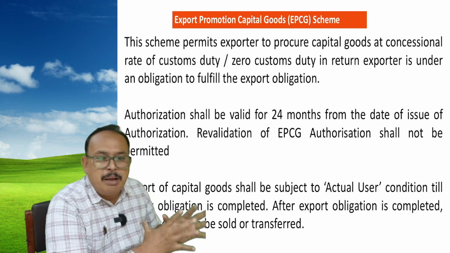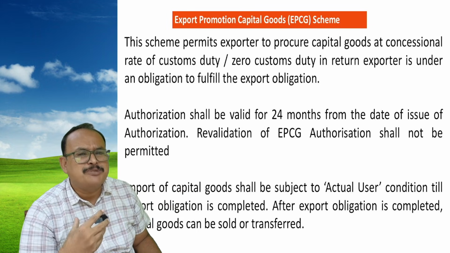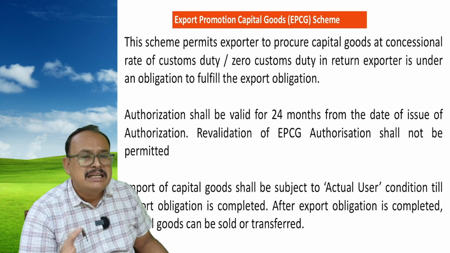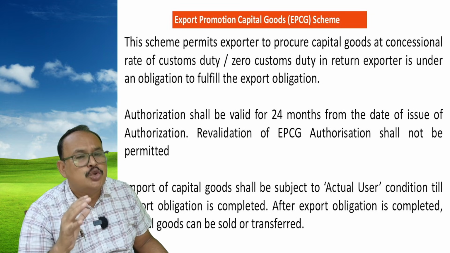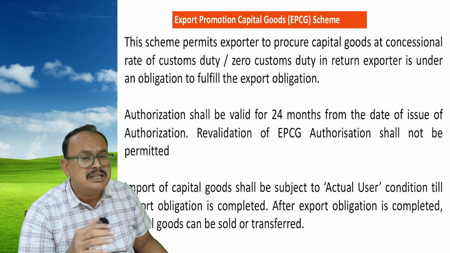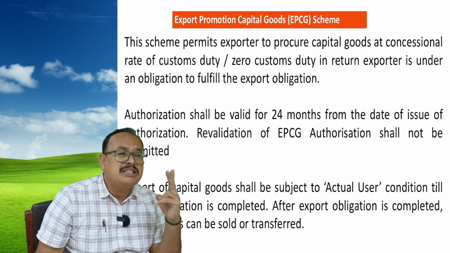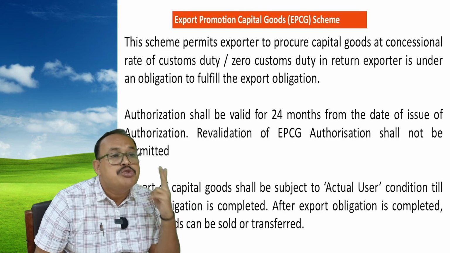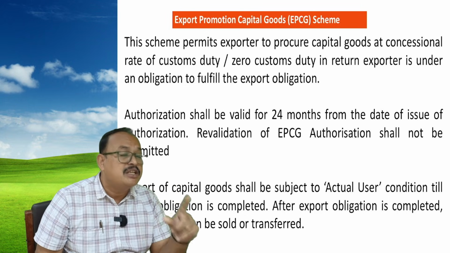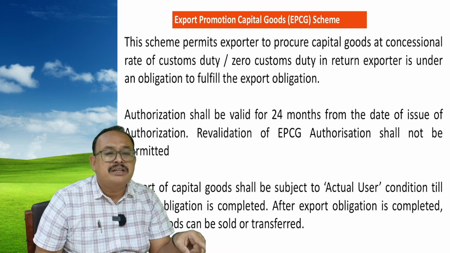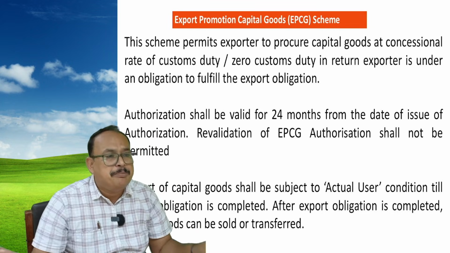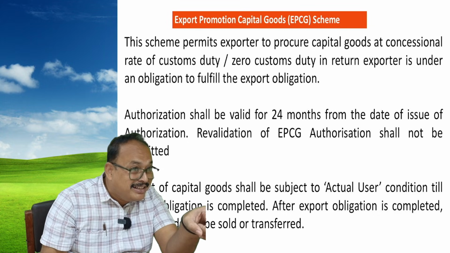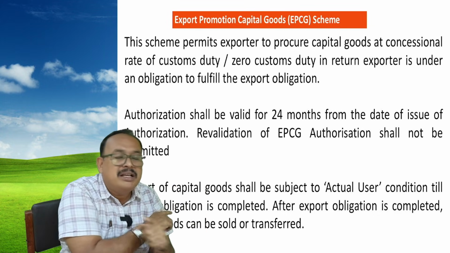Now, the scheme I am referring to here permits exporters to procure capital goods at a concessional rate of customs duty or zero customs duty. In return, the exporter is under the obligation to fulfill the export obligation. Authorization shall be valid for a period of 24 months from the date of issue of authorization. Meaning, once the permission to import is granted, within 24 months from the date of authorization, you have to import the capital goods. Revalidation of this EPCG authorization shall not be permitted, unlike advance authorization. Advance authorization has a 12-month time period, with revalidation of 12 months. But here, nothing, 24 months, that's all.